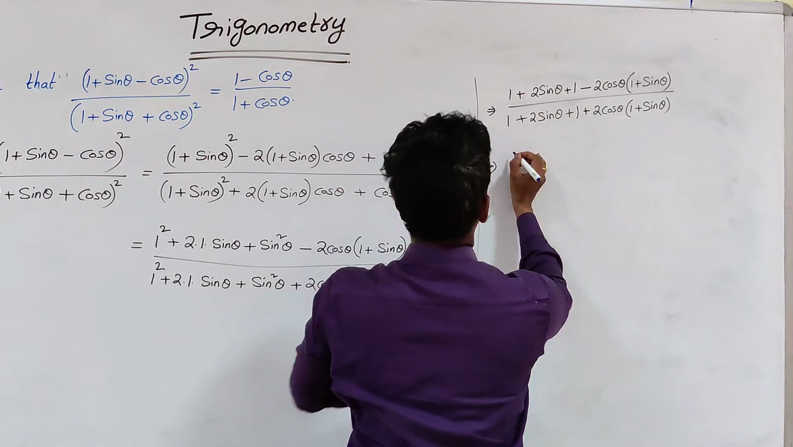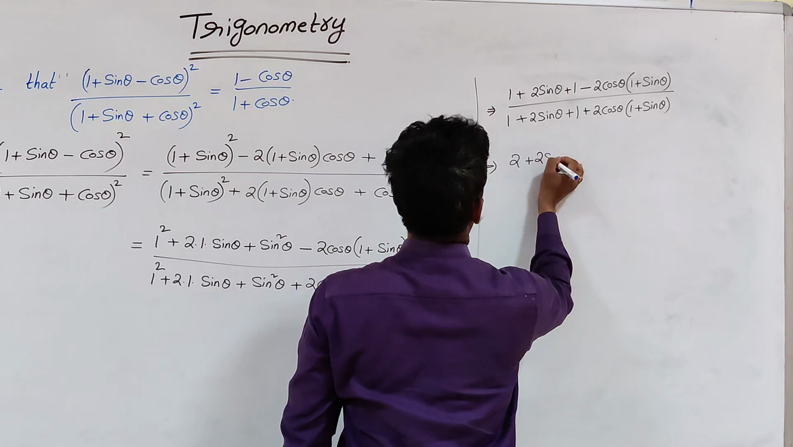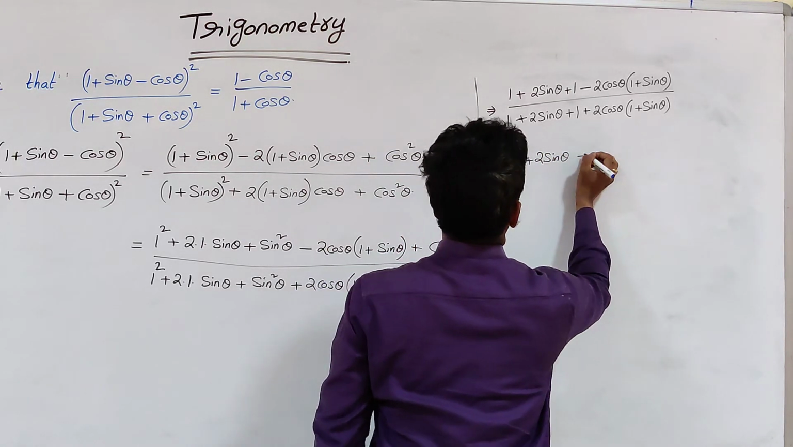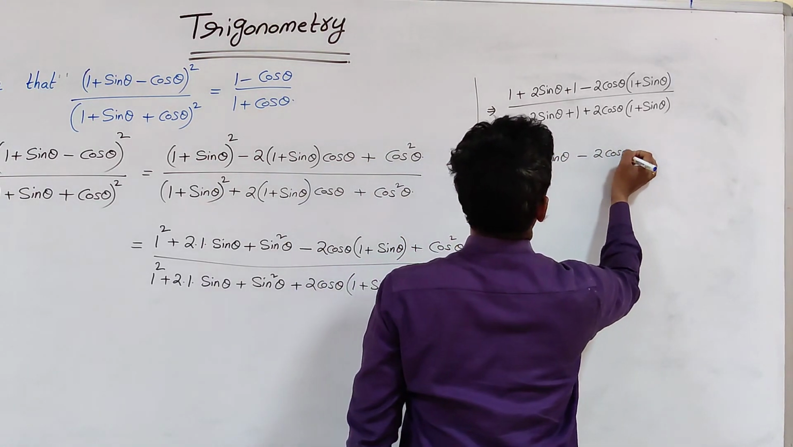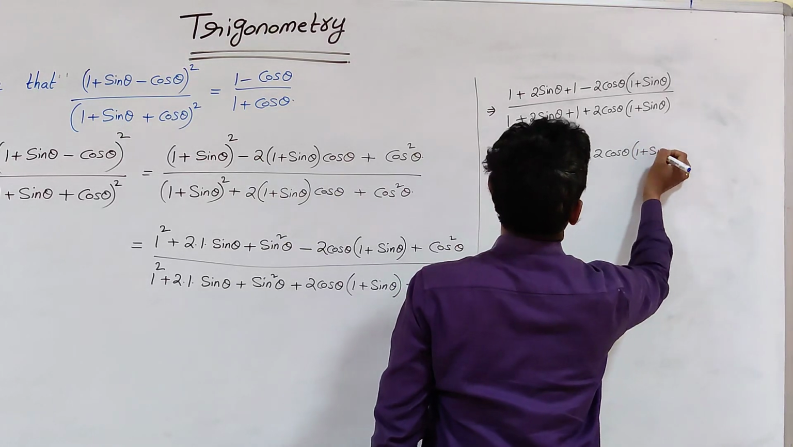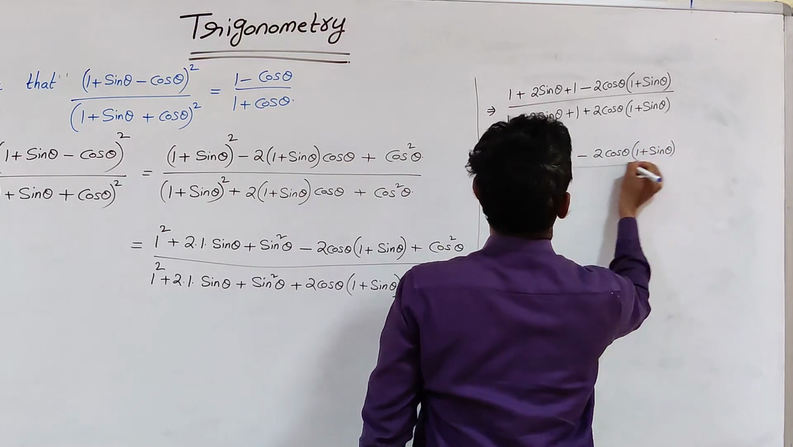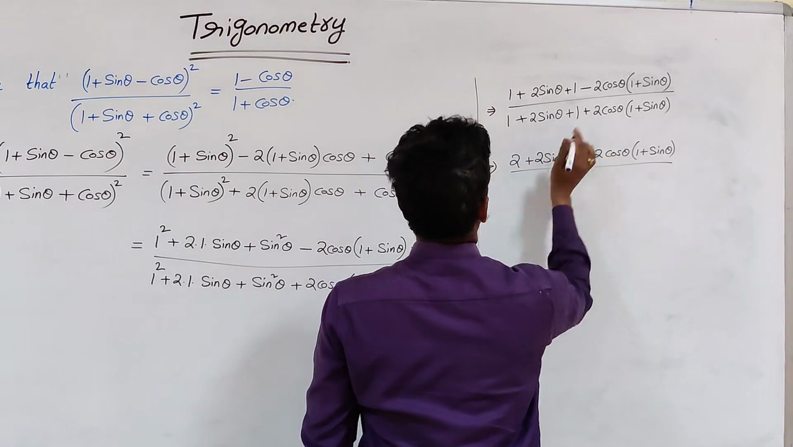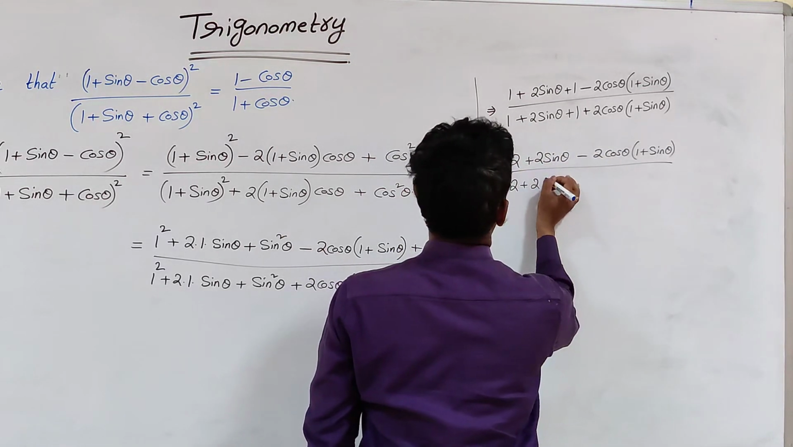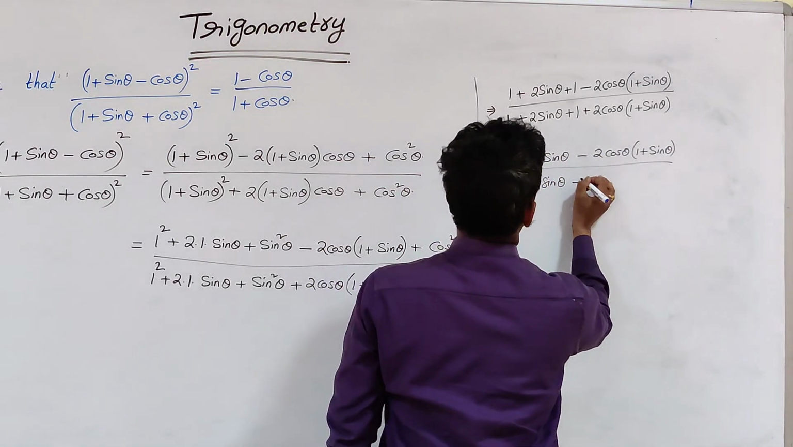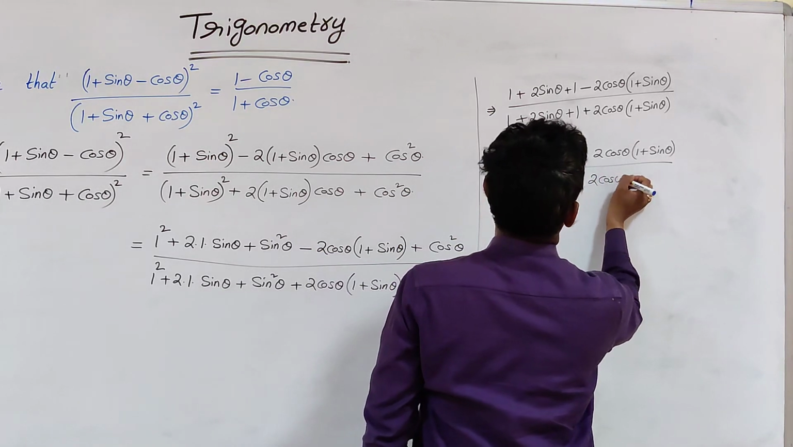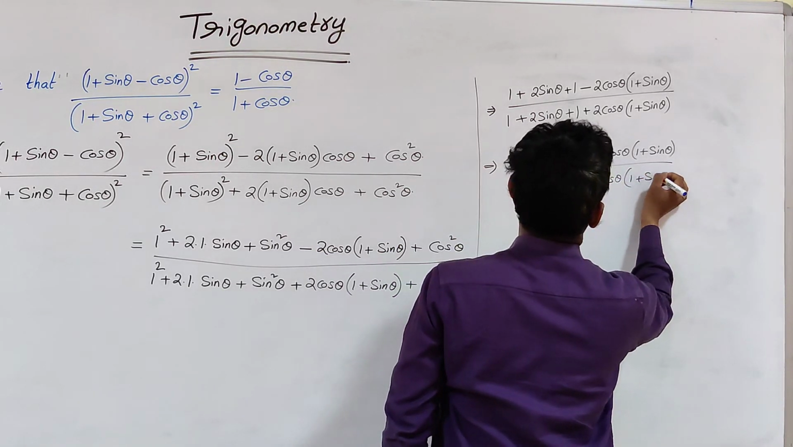So 1 plus 1 is 2, 2 plus 2 sin theta minus 2 cos theta times (1 plus sin theta), divided by 1 plus 1 is 2, plus 2 sin theta plus 2 cos theta times (1 plus sin theta).